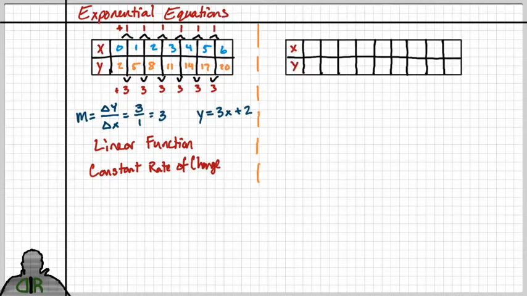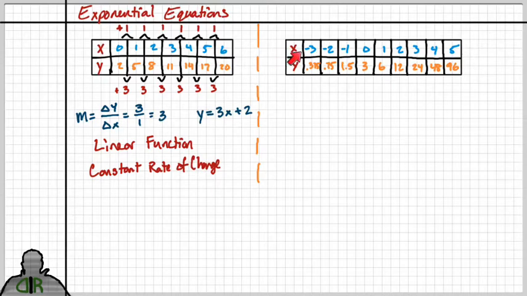Okay, so let's take a look now at the difference between a linear function and an exponential function. So let's put some information in there, and go ahead and take some time to write that down. If you're taking notes there at home, pause the video if you need to. But let's take a look at this.